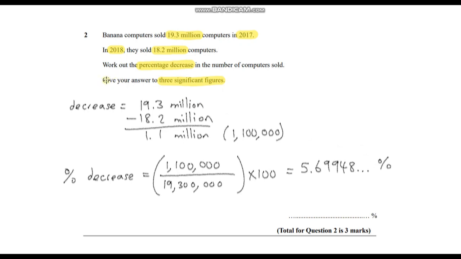Now, if we look at the final line, it says give your answer to 3 significant figures. So this is our first significant figure, this is our second significant figure, this is our third significant figure. So we're going to look at this digit here. This is either going to round down to 5.69 or it's going to round up to 5.70, and the 9 tells us to round up. So it's going to round up to 5.70%.